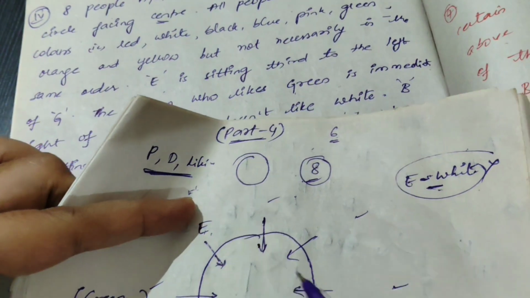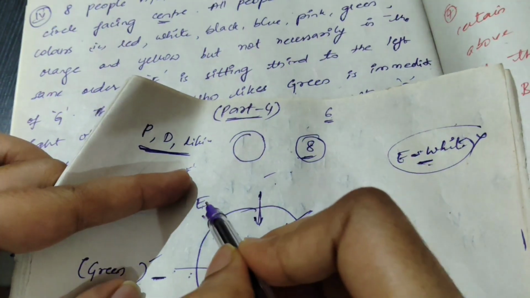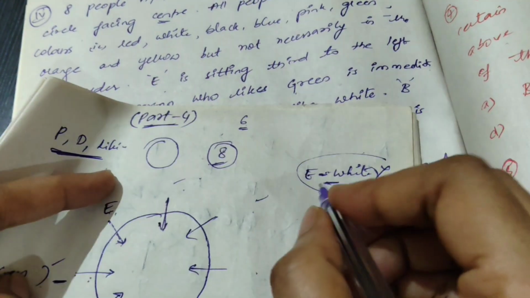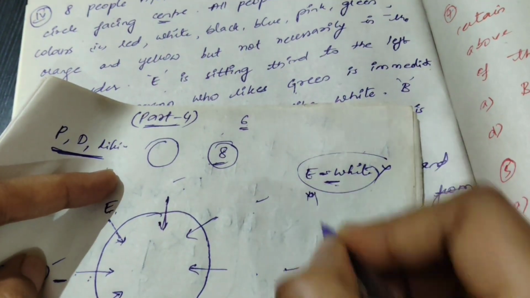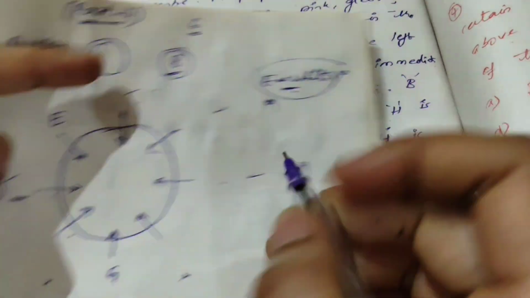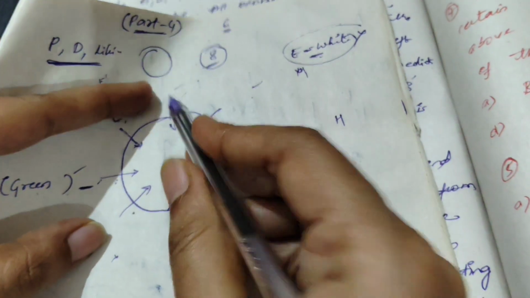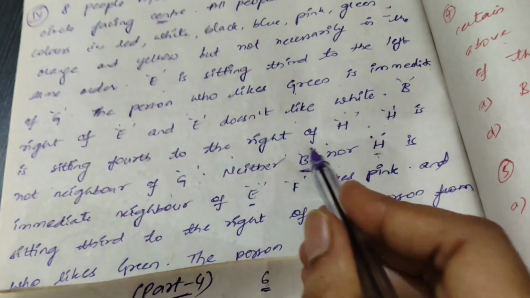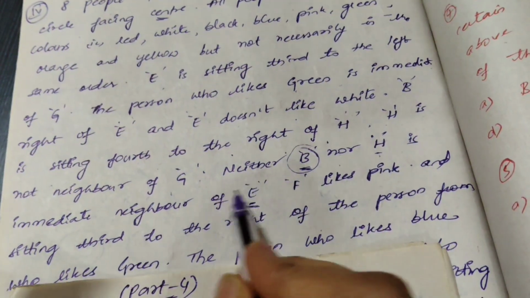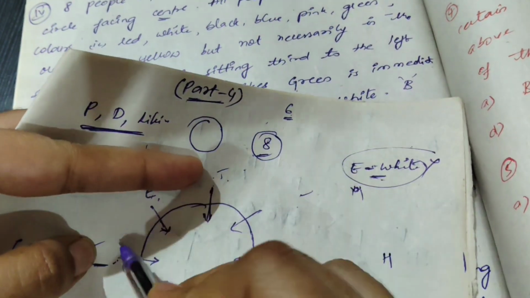Now with E here, we already have 4 possibilities of H, but they are saying H is also not neighbor of E. So now only 2 possibilities of H, either here or here. Are you getting or not? H is not immediate neighbor of G, also H is not immediate neighbor of E. So there are two possibilities of H, and B is also not an immediate neighbor of E, so B also cannot be in these two positions.